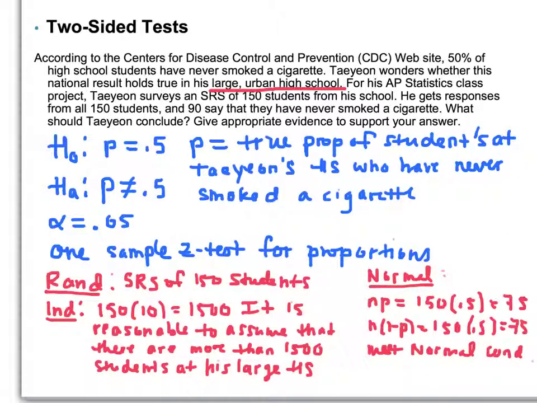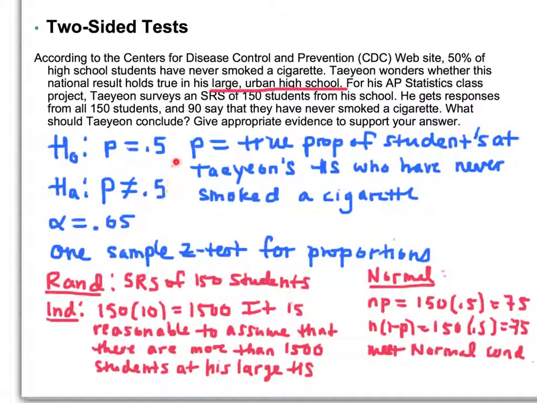Okay, so we've done the first two things we need to do. We, again, stated our hypotheses, set the significance level, clearly stated what the parameter of interest was, and then we checked our conditions. Okay, so that's that for now. Now we have to actually compute our test statistic and find the p-value.